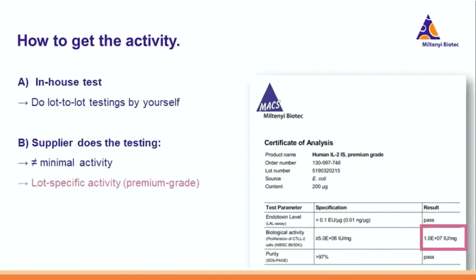And with this, we can help you with our premium grade cytokines, because there we state and give you in the COA the lot specific activity. And then you can use this lot specific activity to dose the cytokine in your experiments and do not need to do the lot testing anymore.